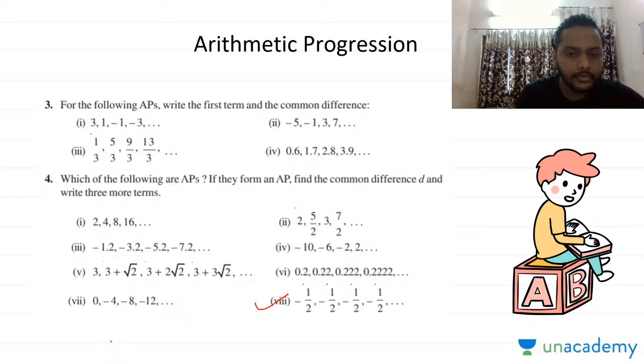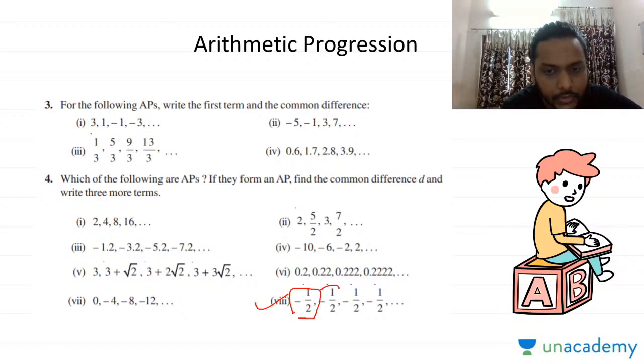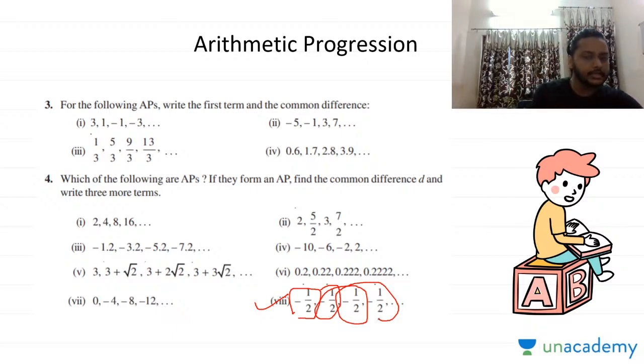Exactly. So if we talk about the eighth one, you can see the first term is what? Minus 1 by 2. Second term is minus 1 by 2. Third term is minus 1 by 2. Fourth term is minus 1 by 2. All the terms are same.